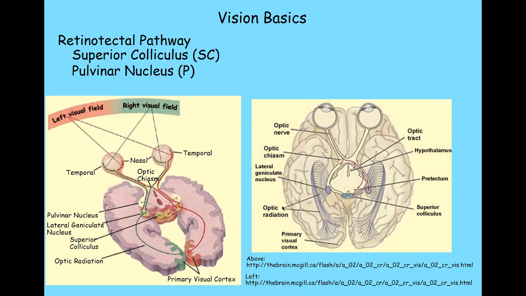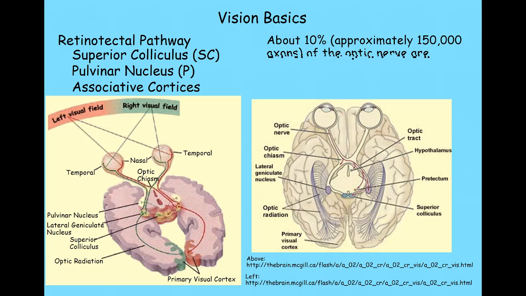And the other structure that we wanted to talk about is the parvolinear nucleus, which we'll see down here. They're also associated or implicated with the associative cortexes, as we'll see later. So about 10%, or approximately 150,000 axons of the optic nerve, are diverted into this retinotectal pathway.